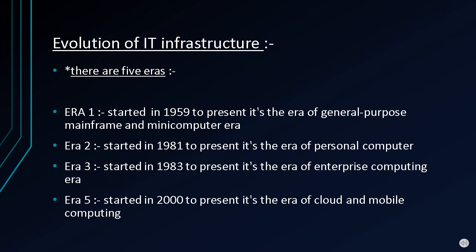Evolution of IT infrastructure: five eras. Era 1 started in 1959 to present. It is the era of general purpose mainframe and minicomputer. Era 2 started in 1981 to present. It is the era of personal computer. Era 3 started in 1983 to present. It is the era of client-server. Era 4 started in 1992 to present. It is the era of enterprise computing. Era 5 started in 2000 to present. It is the era of cloud and mobile computing.